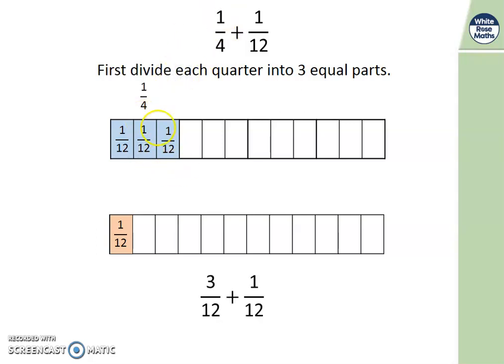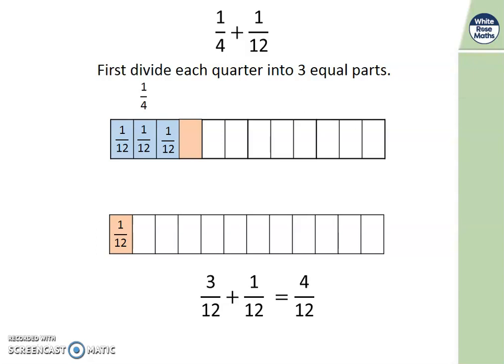So then we add the parts together. 3 twelfths add 1/12 is, move it up, and you should be able to see that that makes 4 twelfths. So that's the answer, 4 twelfths.